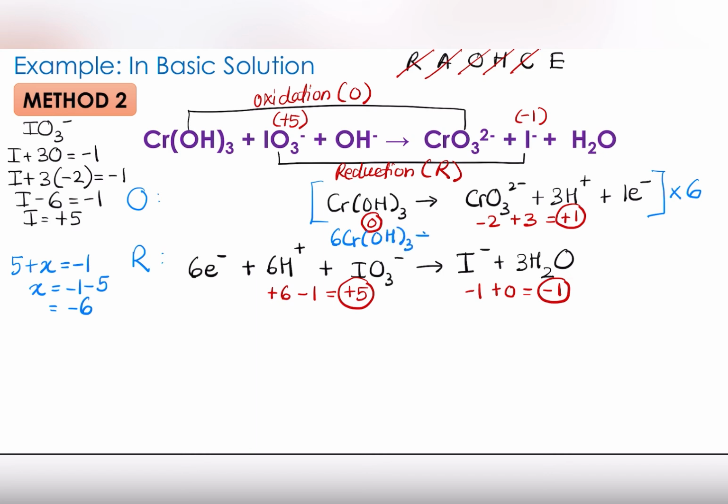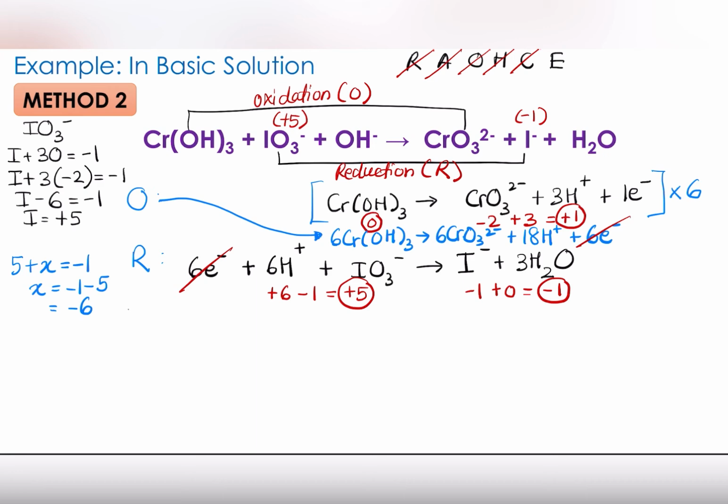So I got the new one di mana my new equation for oxidation adalah 6CrOH3 produce 6CrO3 2 minus plus 18H plus 6E minus. So itu adalah equation terbaru untuk oxidation here. Okay. Now, untuk reduction, I will not change anything sebab saya dah ada bilangan elektron yang sama. So, once I got 6 electrons for my oxidation, 6 electron for my reduction, saya boleh cancel out. So, cancel. And I'm going to combine my equation now.